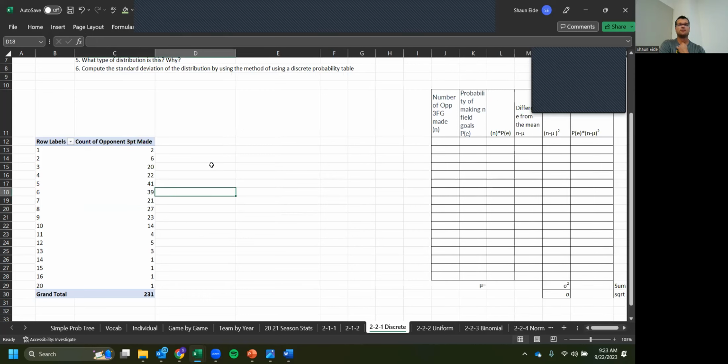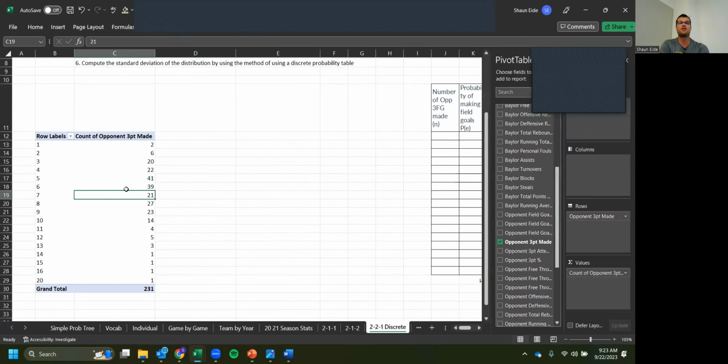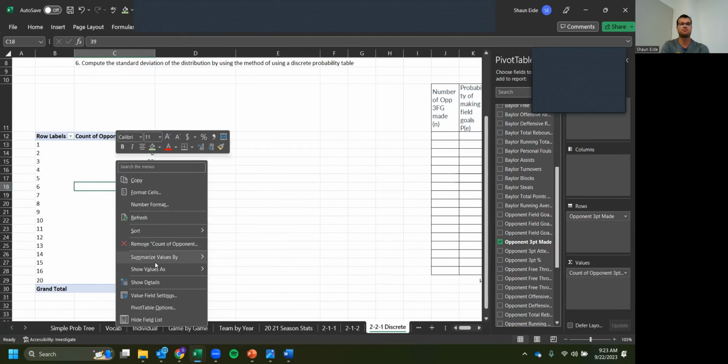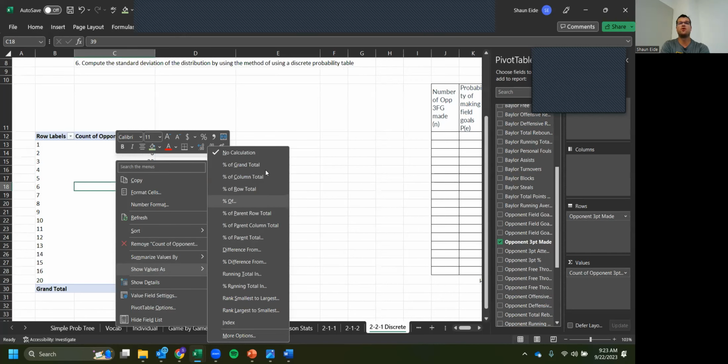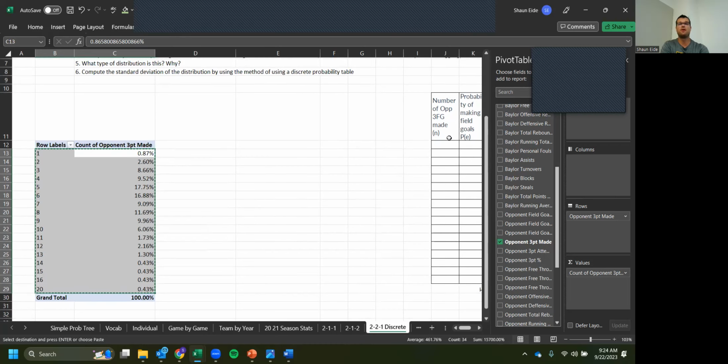Summarize values by count. Now, this is all well and good, but we're dealing with probability, so I don't want it displayed as a count. I want it shown as percent of grand total. So I right clicked on it and clicked show value as percent of grand total, and now it gives me the relative frequency. So I'm going to copy all of this, and I've got the relative frequency, or the probability.